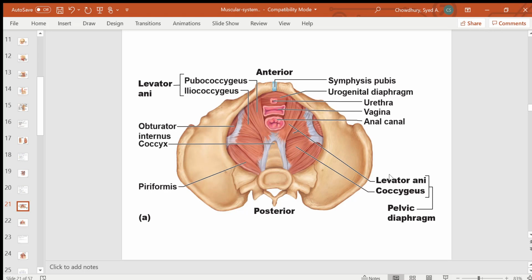So you can see these are two muscles. This is the back, and this back part is formed by this muscle, coccygeus. Okay, and the front part by the levator ani. So levator ani has two muscles, pubococcygeus and iliococcygeus. Just remember levator ani in the front and the coccygeus in the back.